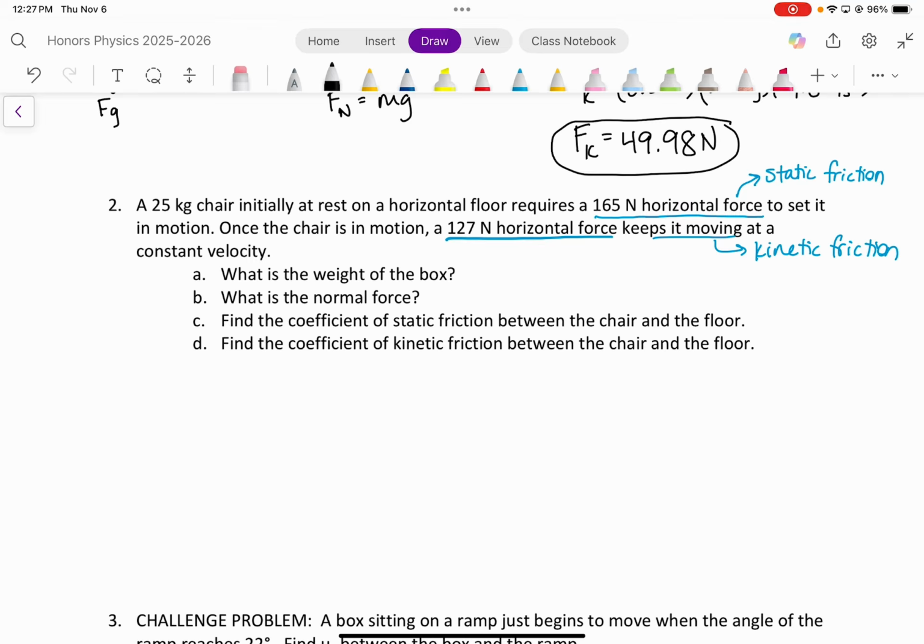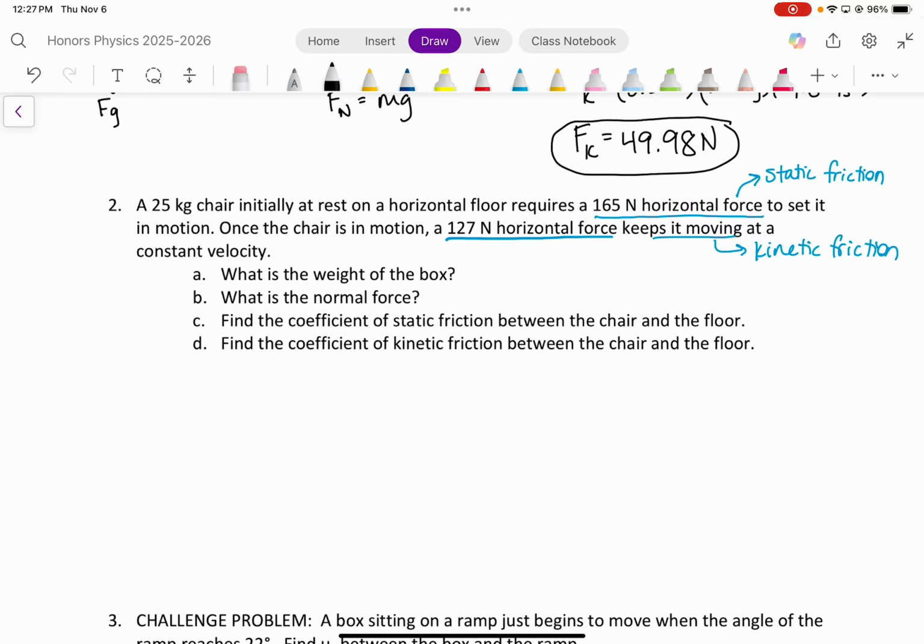Okay, so we have 4 different questions that are being asked here. First one, what is the weight of the box? Well, before we do any calculations, we need to draw a little free body diagram.